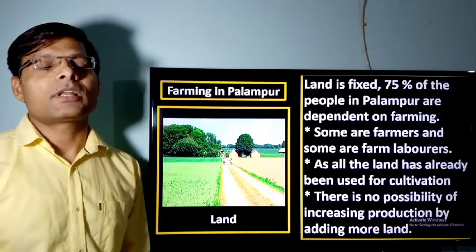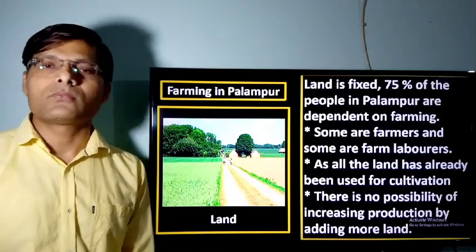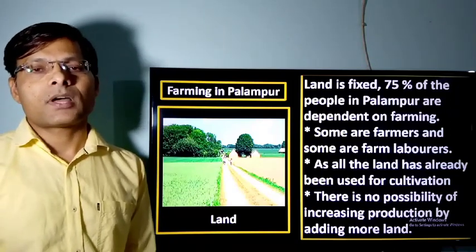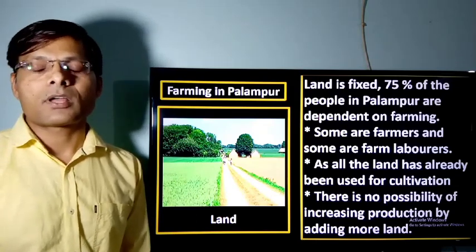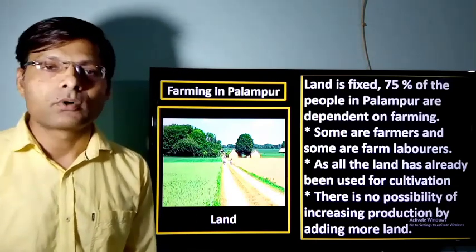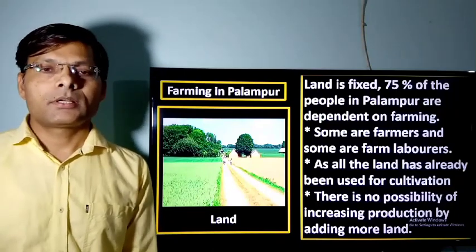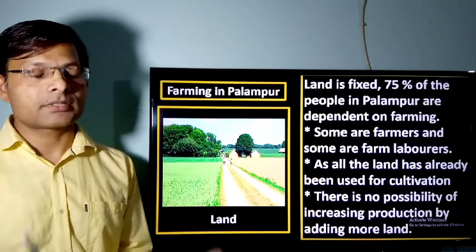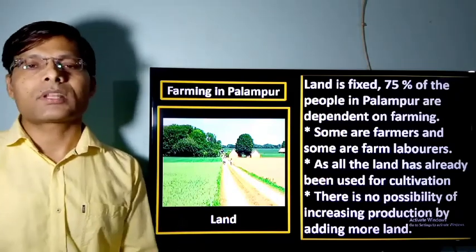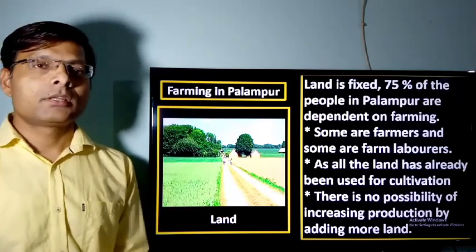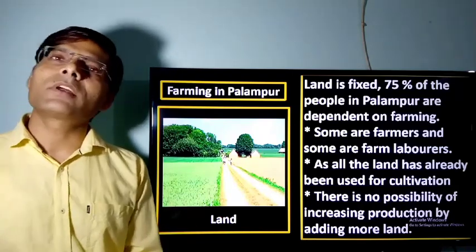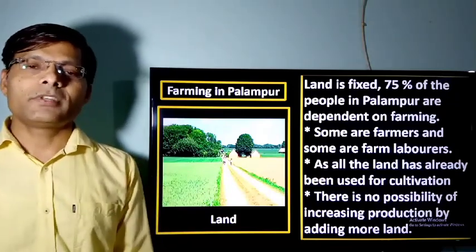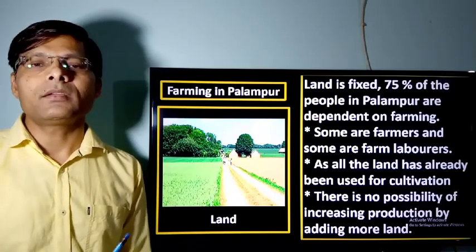75% of the people in Palampur village are dependent on farming. There are some farmers who are doing farm laborer work on others' land, as the land has already been used for cultivation and they have little land. There are some small farmers who have small land, so they are working on others' fields. There is no possibility of increasing the production by adding more land.